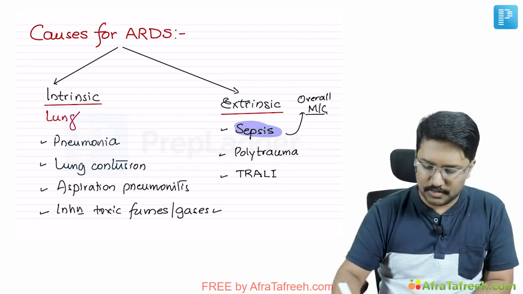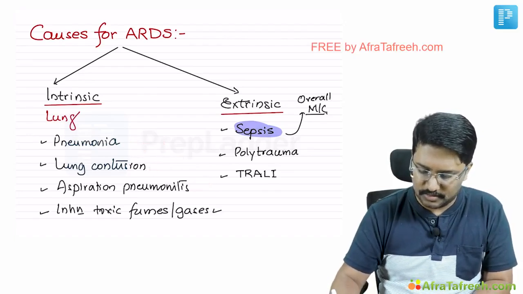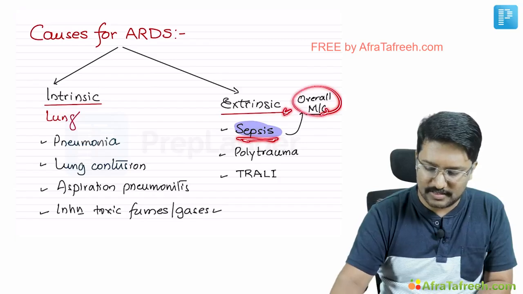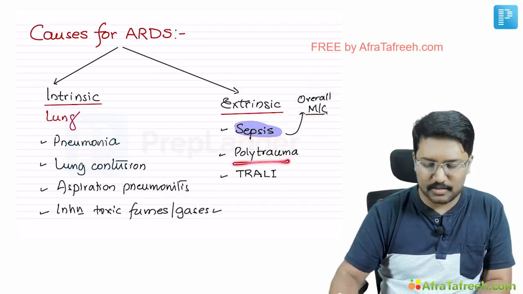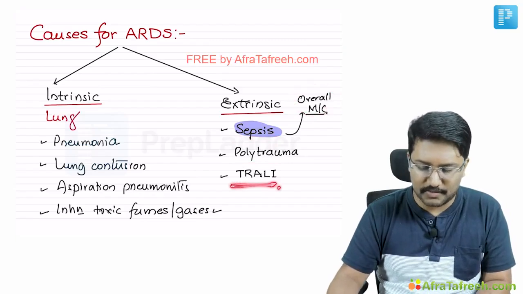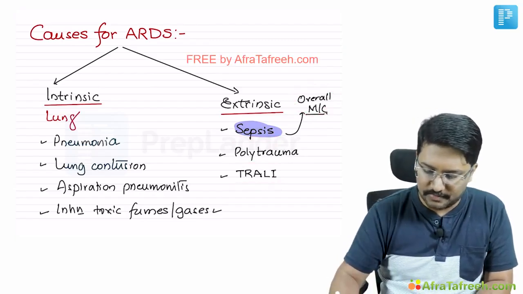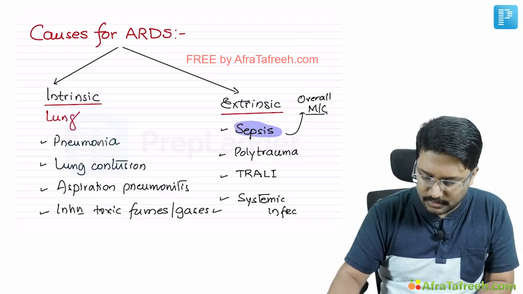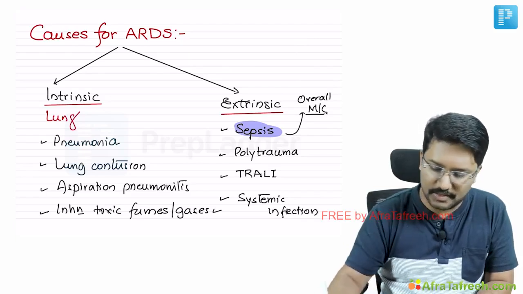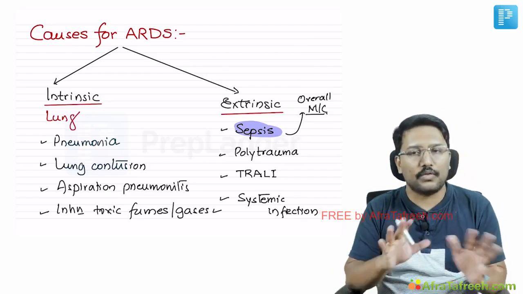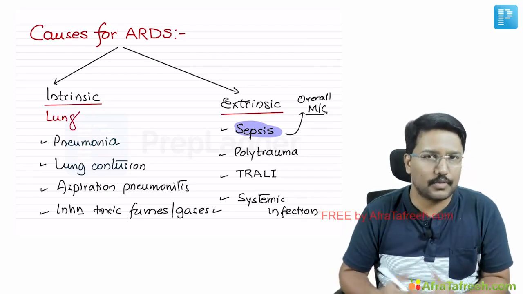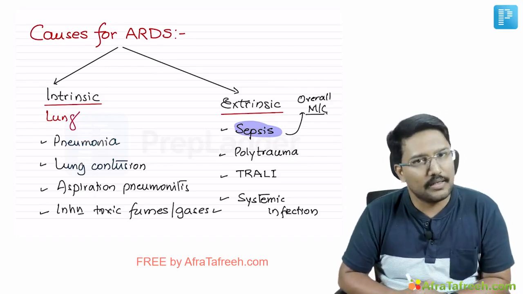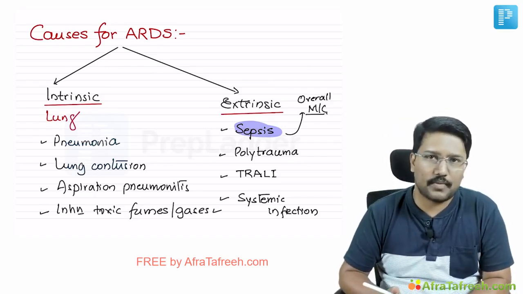Right. So intrinsic wise, pneumonia, lung contusion, aspiration pneumonitis, and inhalation of toxic fumes or gases. Sepsis is the most common cause for extrinsic ARDS. Polytrauma can present with ARDS, or TRALI can present with ARDS, and certain systemic infections, even those which do not satisfy the diagnostic criteria for sepsis, can still present with ARDS. So these are the intrinsic and the extrinsic causes. In case of extrinsic causes, lung is not the primary site of pathology. In case of intrinsic, lung is the primary site of pathology, right?